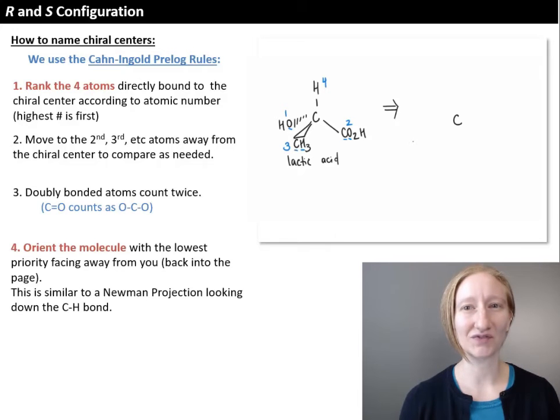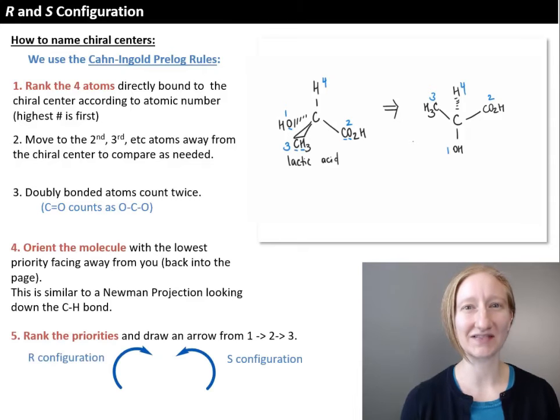Then we orient the molecule so that the lowest priority group is facing away from us. If you have a hydrogen on your chiral center, this will always be the hydrogen atom. When you reorient your molecule in this way, you can think of it like a Newman projection looking down that carbon-hydrogen bond. Finally, with the lowest priority group in the back, you draw an arrow from your highest priority group to your second highest to your third. The directionality of that arrow tells you if your chiral center is R or S. If the arrow is going in the clockwise direction, it's R. If it's going counterclockwise, it's S.